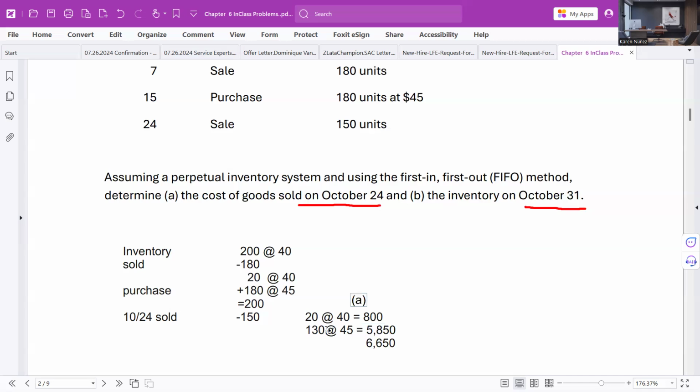So the first in, first out. We only have 20 at the 40, and then we have the 180 at 45. So we'll sell 130 of those.